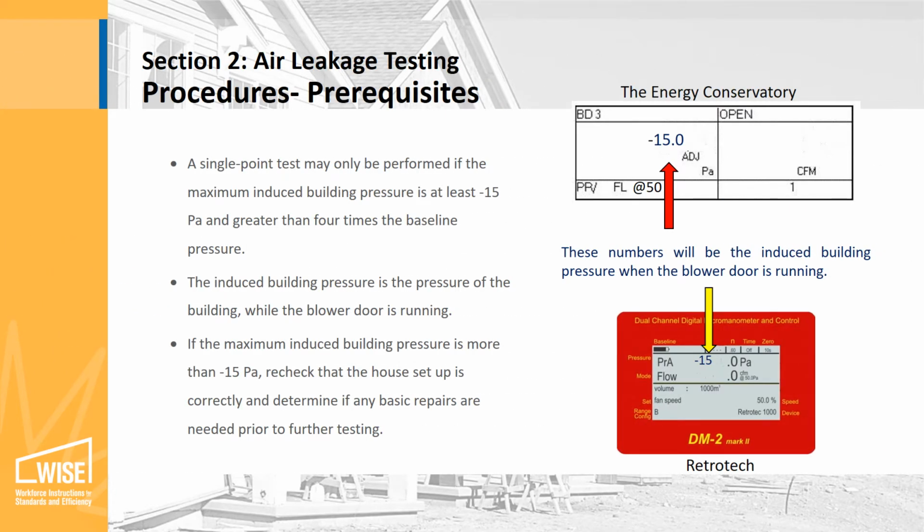A single point test may only be performed if the maximum induced building pressure is at least -15 pascals and greater than 4 times the baseline pressure. If the maximum induced building pressure is more than -15 pascals, this means it is closer to 0, recheck that the house is set up correctly and determine if any basic repairs are needed prior to further testing.